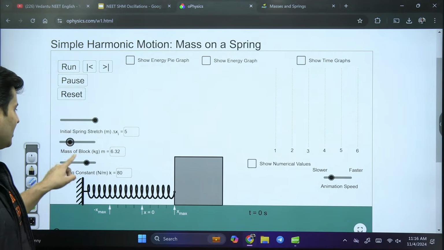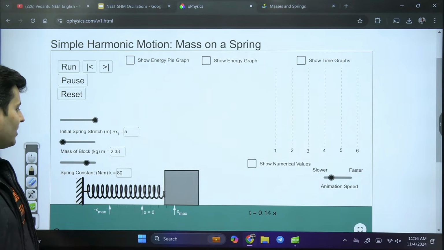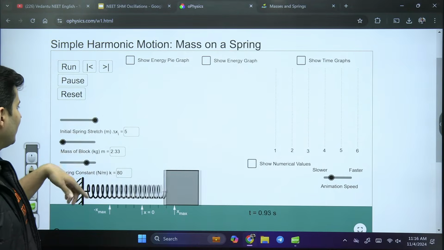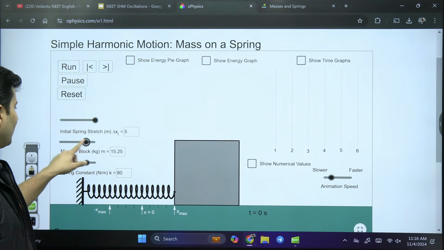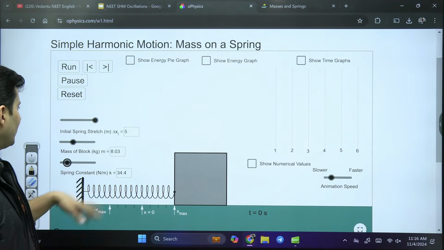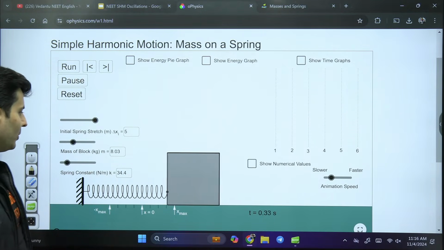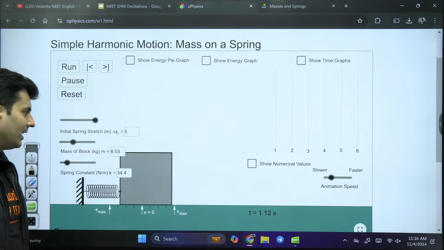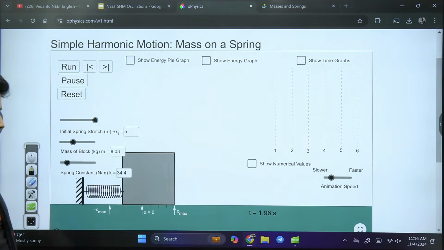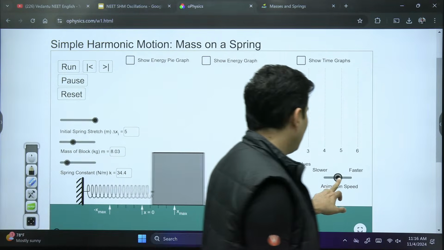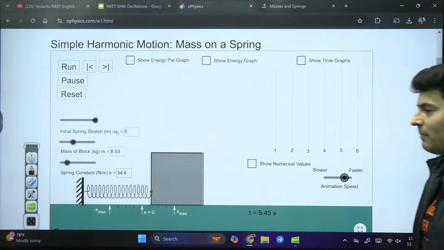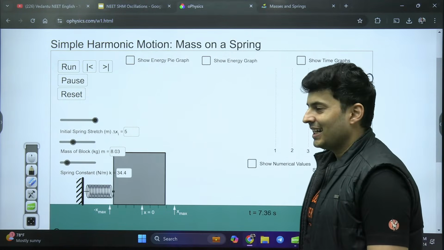I can change the mass which is moving, so it will go either faster or slower. I can make the mass big. I can make the spring weak, whatever I want to do, and it will keep on moving accordingly. You can see that right over here. Now, I will make this animation a little fast so that you can see how it is going back and forth, to and fro. Is that right?